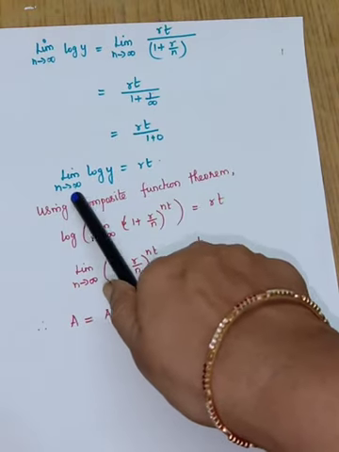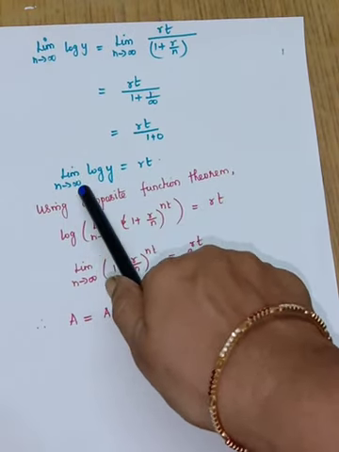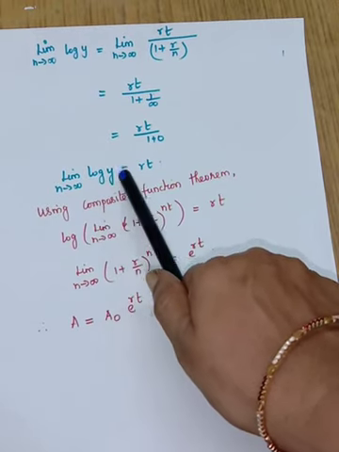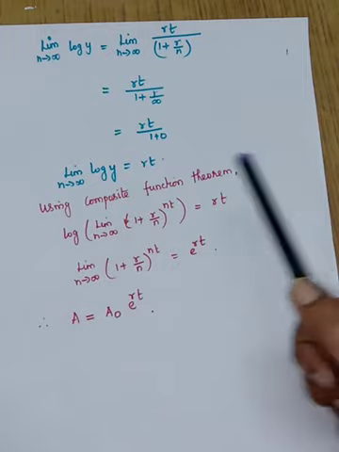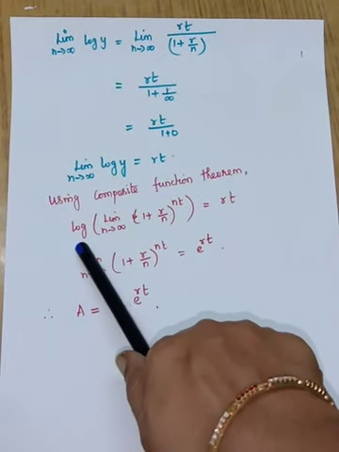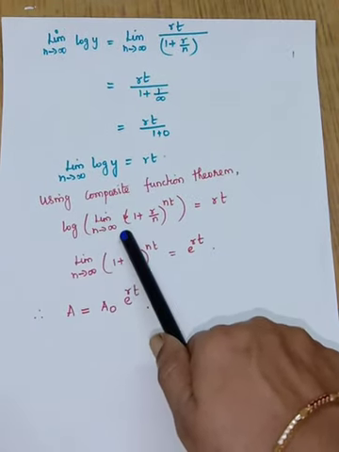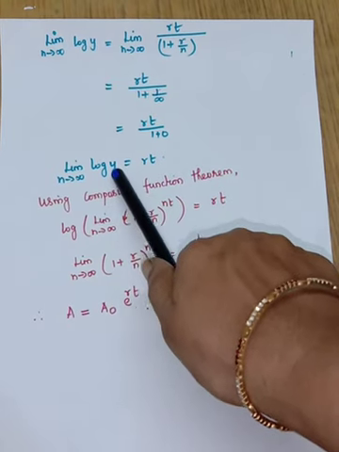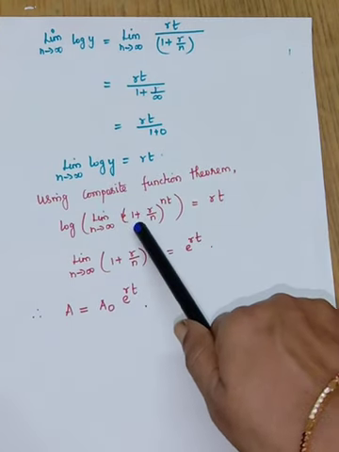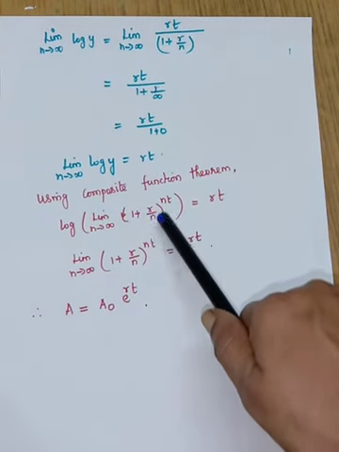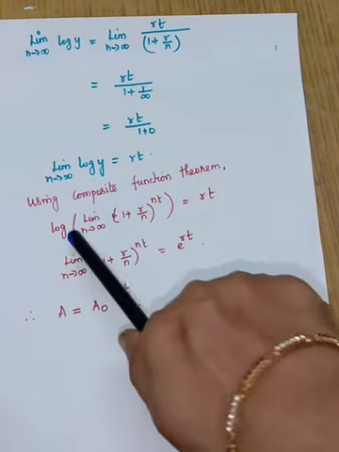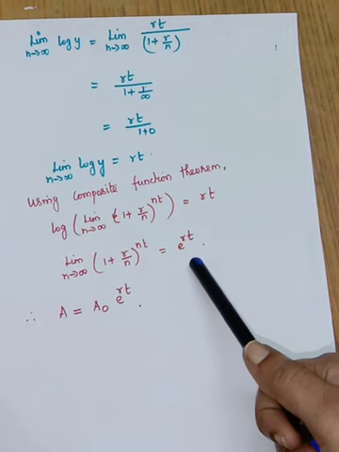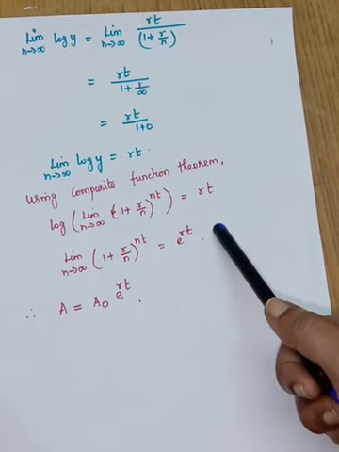On the left side, what do you have? Limit n tends to infinity of log y. Here you have to use the composite function theorem, so this log will be taken out. Limit n tends to infinity of y, and what is the y we have taken? 1 plus r by n the whole power nt. That is equal to rt. So when this log is taken to the right side, it is e power rt.